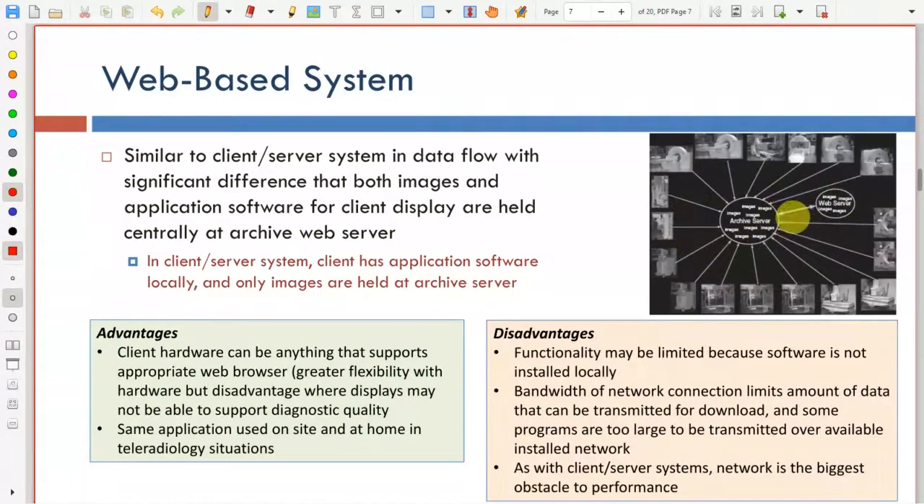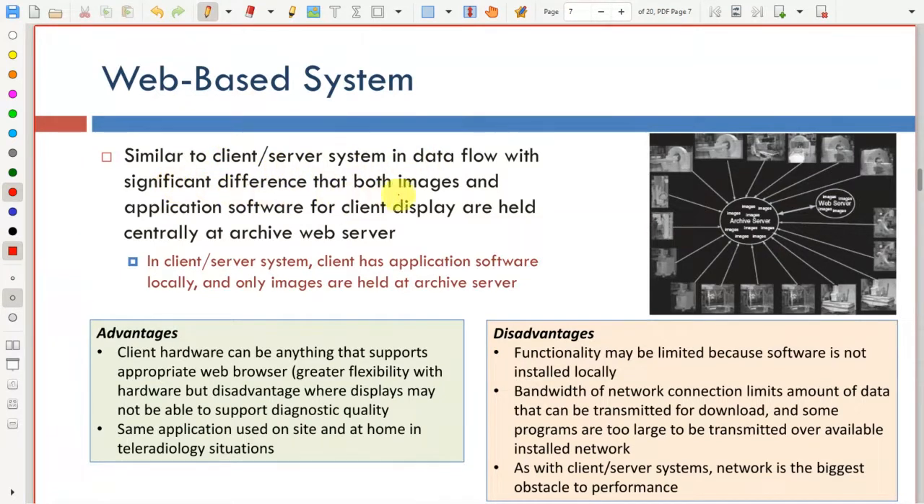No, you have another connection to an outside location, and basically this connection is used to add more diagnostic services to the existing services. Okay. So basically, it's exactly the same as client-server systems in the data flow.